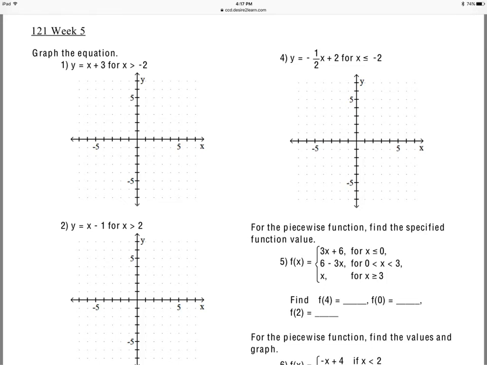Okay, we're going to have a quick look at piecewise functions. Now, imagine having to draw this line, y equals x plus 3. It has a y-intercept of 3 and a slope of 1. It looks something like that, okay?